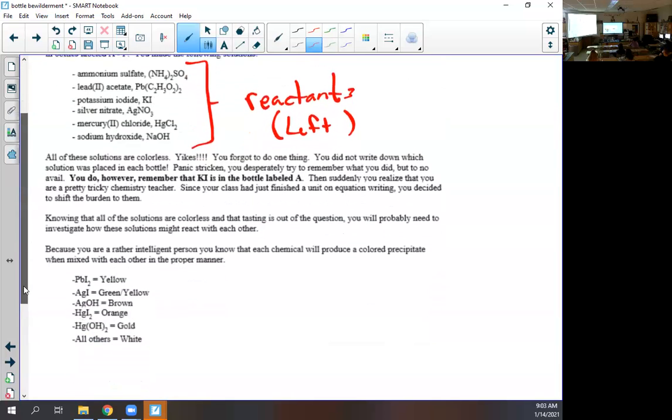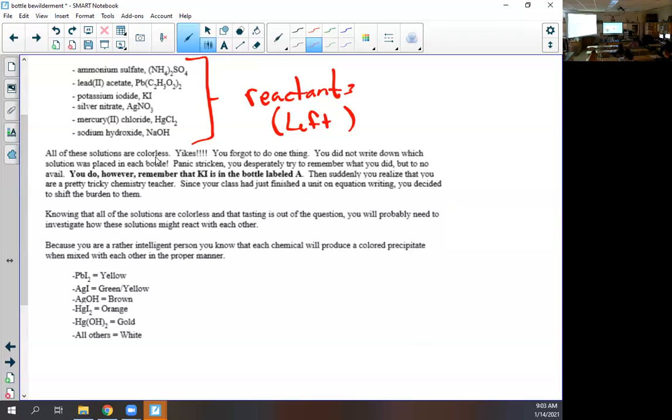Now, all of these solutions are colorless. That's kind of false. A has turned a little bit yellow already, but no big deal. All right, yikes, you forgot to do one thing. You did not write down which solution was placed in each bottle. Oh, man, you're screwed. Panic-stricken, you desperately try to remember what you did, but to no avail.